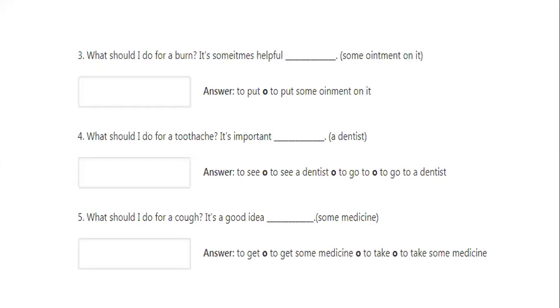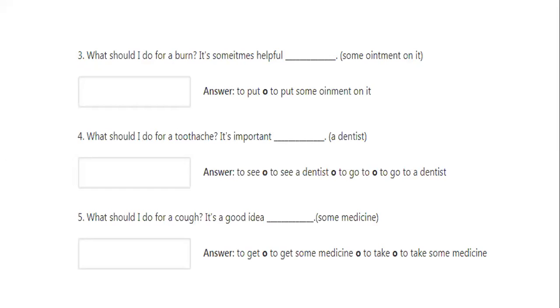Ok, number three. What should I do for a sunburn? For a burn, no dice que es un sun, es a burn, una quemada. Puede ser una quemada en la cocina, ¿verdad? Porque cuando es una sunburn, que lleva la palabra sun, sol, al inicio, y sabemos que es una quemada solar. But in this case, it says, what should I do for a burn?